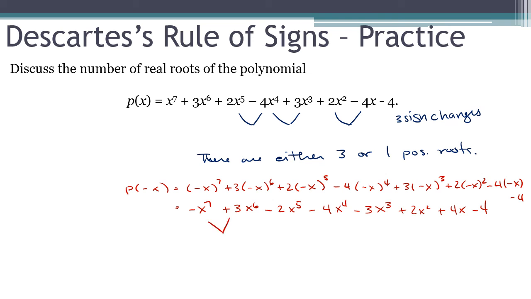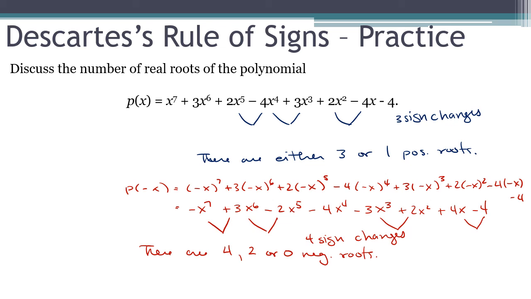So let's see, I've got a sign change here from negative 1 to 3, here from 3 to negative 2, here from negative 3 to positive 2, and here from 4 to negative 4. So there are 4 sign changes, which means there are 4, 2, or 0 negative roots.